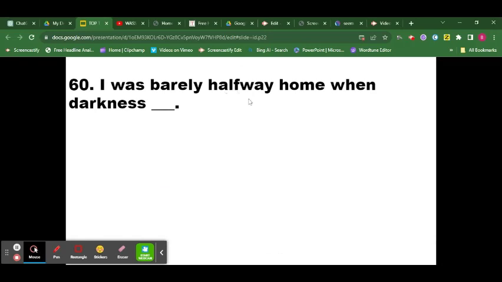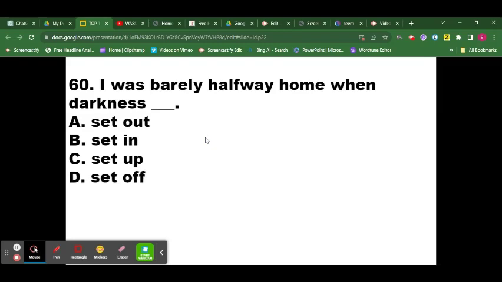I was barely halfway home when darkness dash. A, set out. B, set in. C, set off. D, set off. The correct option is B, set in.